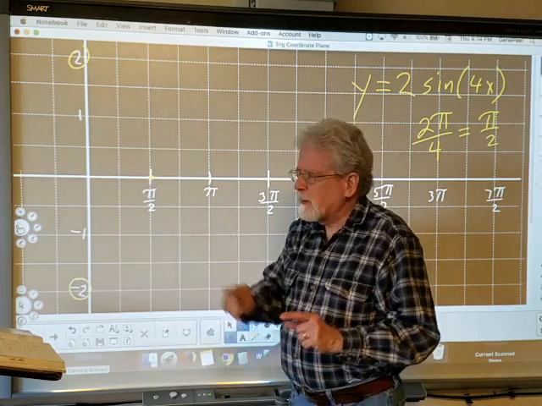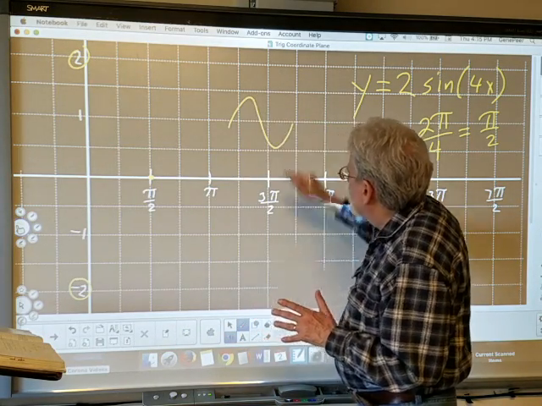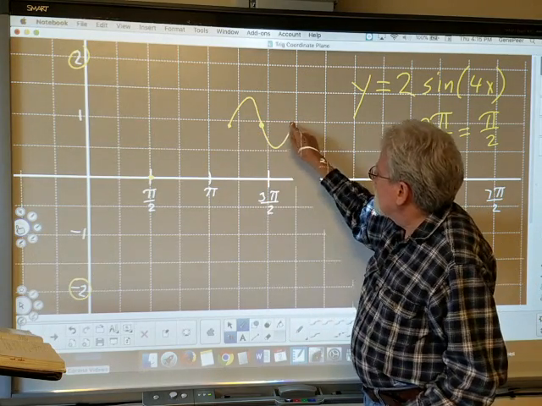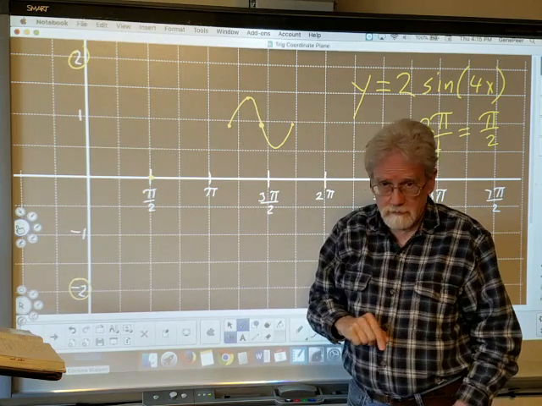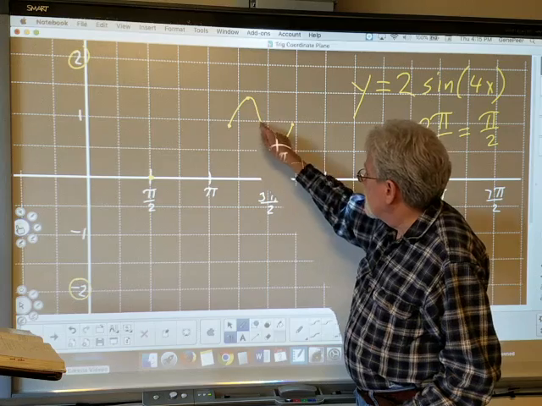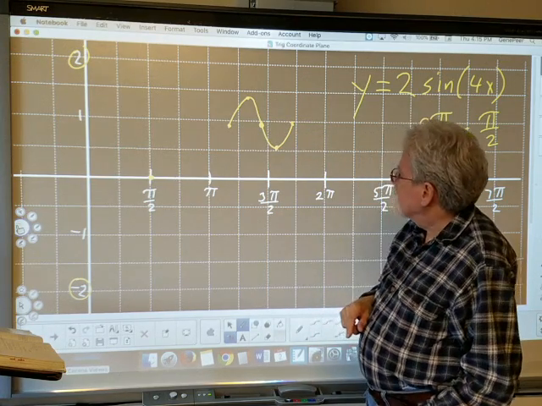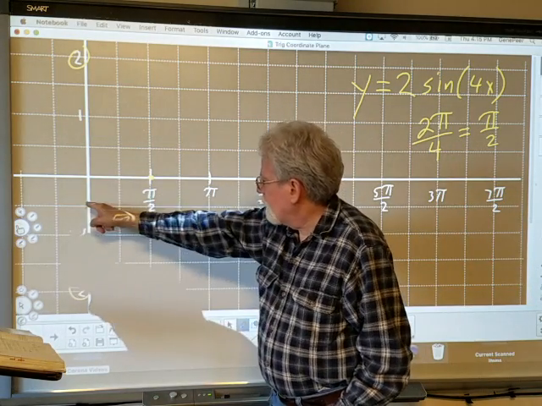Now, to squeeze it into the space, there are some key points. Anytime you have a sine function, you've got this point right in the middle of it. Then you've got this point in the middle of the middle, and this point in the middle of the middle. What in the world does that mean? Well, what's halfway between 0 and pi over 2?